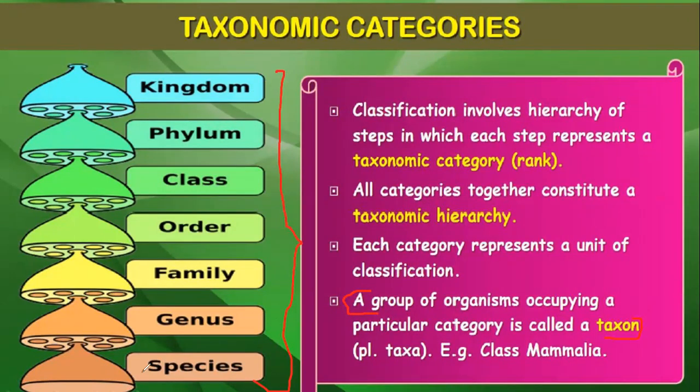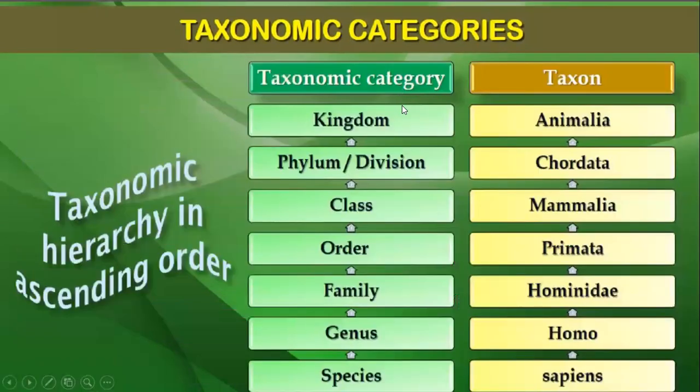The hierarchical order is species, genus, family, order, class, phylum, and kingdom. The clue is KPC of GS, or Karina Priyanka, call our friends group salsa. Anything you may learn. Okay, this is the order of the taxonomic categories.